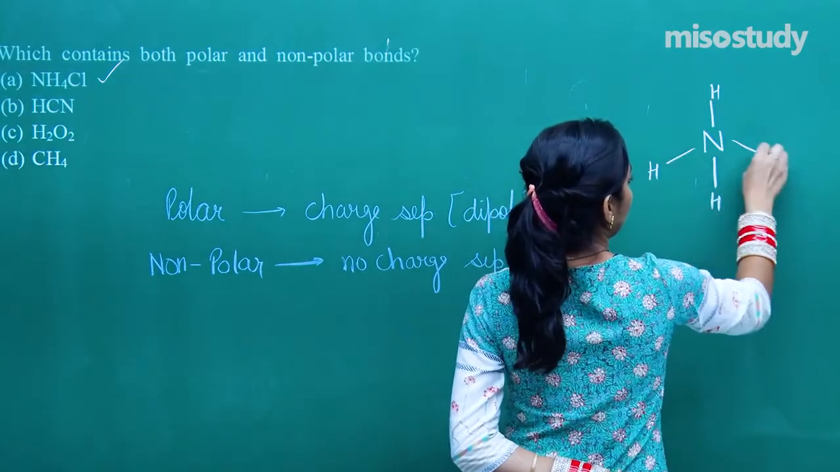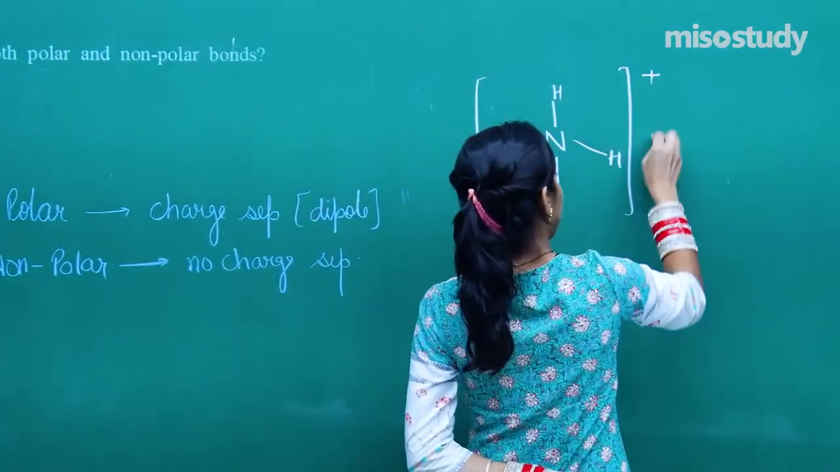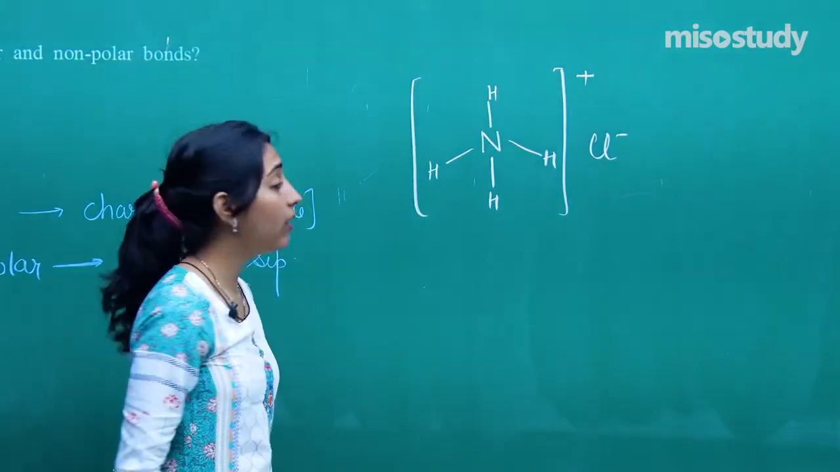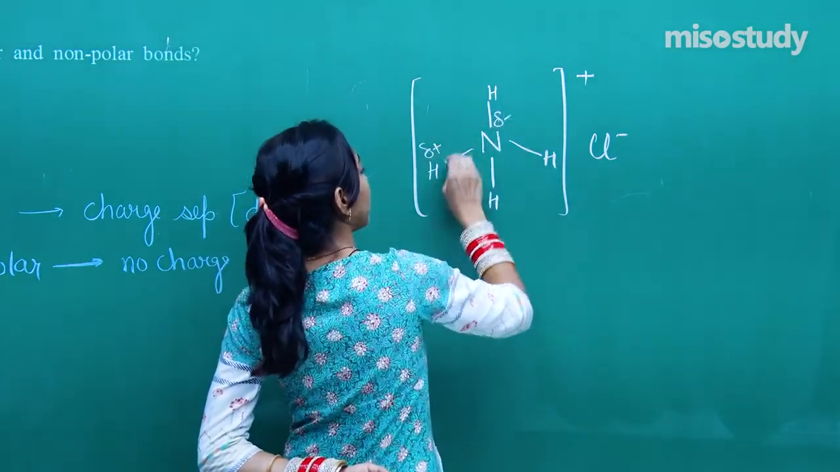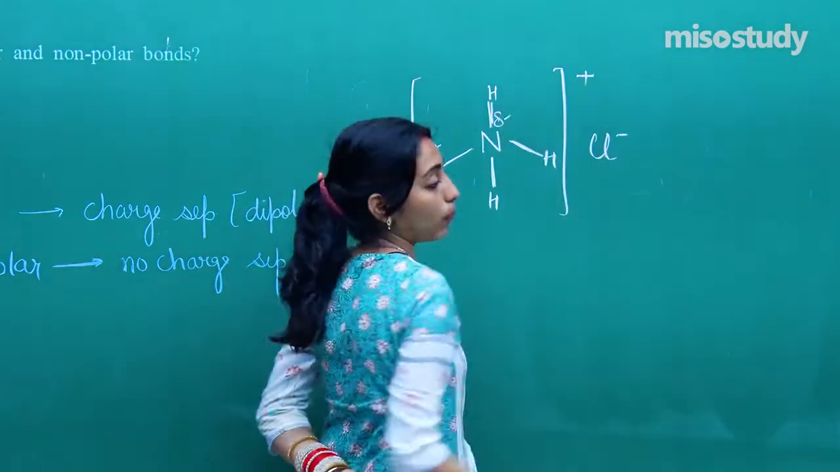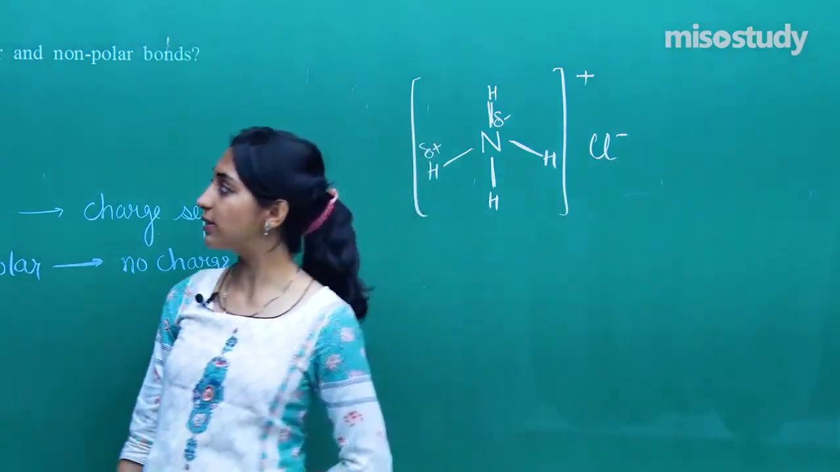So NH4 positive is like this. It's an ionic compound. Polar is there. Even in the NH bond, this is delta plus, this is delta minus. So this is polar, polar, polar, polar and ionic bond. So there is no concept of presence of non-polar bond. So this is a wrong option.